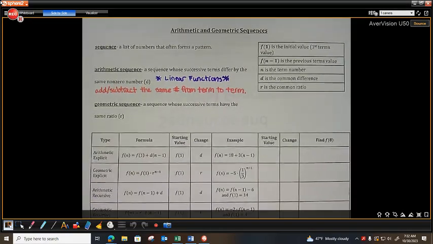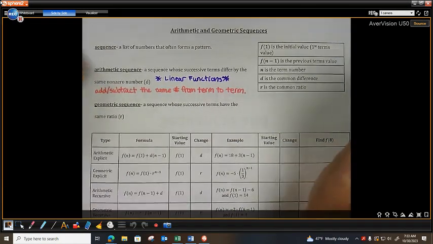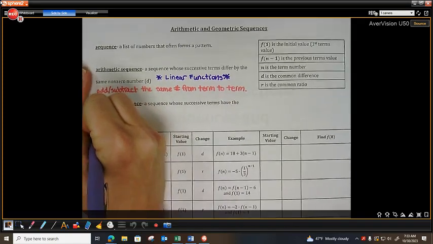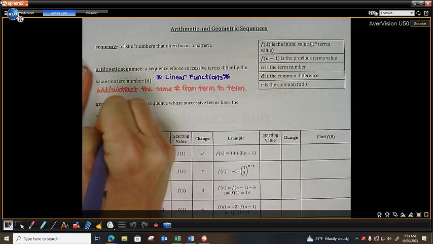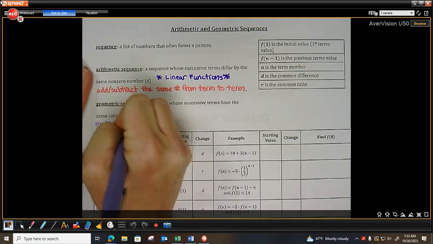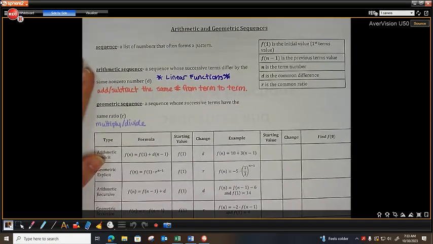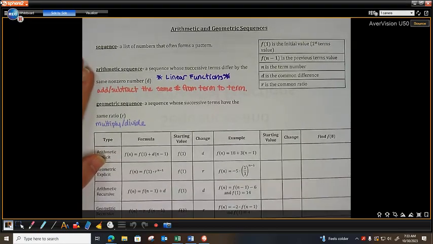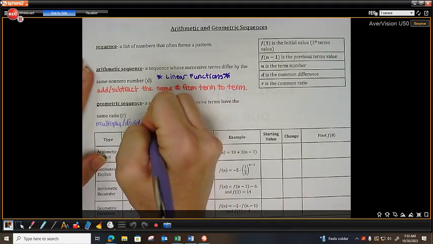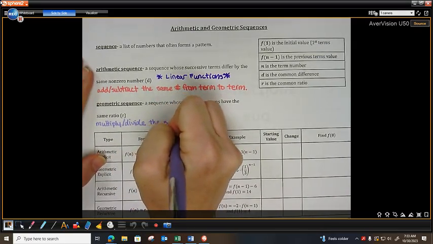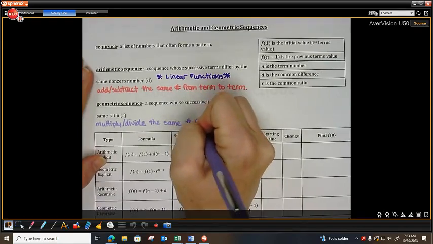Okay? Then we have geometric sequences. Geometric sequences are a sequence whose successive terms have the same ratio. So instead of adding and subtracting the same number from term to term, what do you think we're going to do here? Multiply and divide. So you multiply or divide, and you're never going to really see it written as a division problem because when you multiply by a fraction, that's really dividing, right? A fraction means divide. Okay, so multiply or divide the same number from term to term.